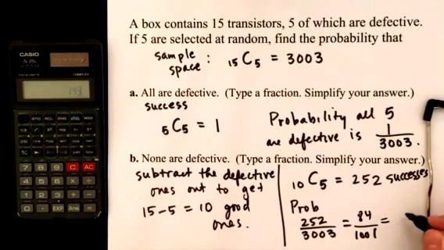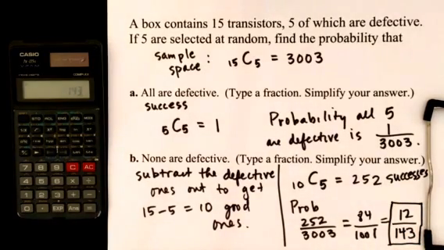84 divided by 7 was 12, and 1,001 divided by 7 is 143. You can check a little bit more, but really you got 12 in the numerator. 12 is 3 times 4. So I've already checked those numbers for reducing, and I cannot reduce this fraction any further than that. So the answer is 12 over 143.